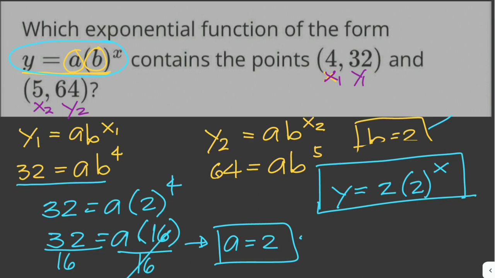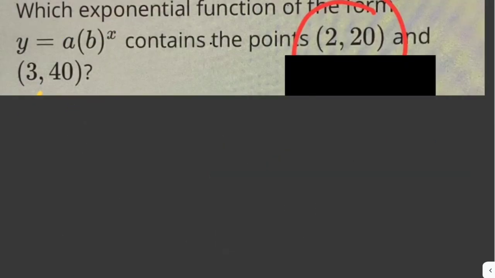Alright, let's solve another one. Which exponential function of the form y equals a b to the x contains the points (2, 20) and (3, 40)? Again, we do the same thing. Say this is x1, y1, and this is x2, y2. And then we write our two equations.